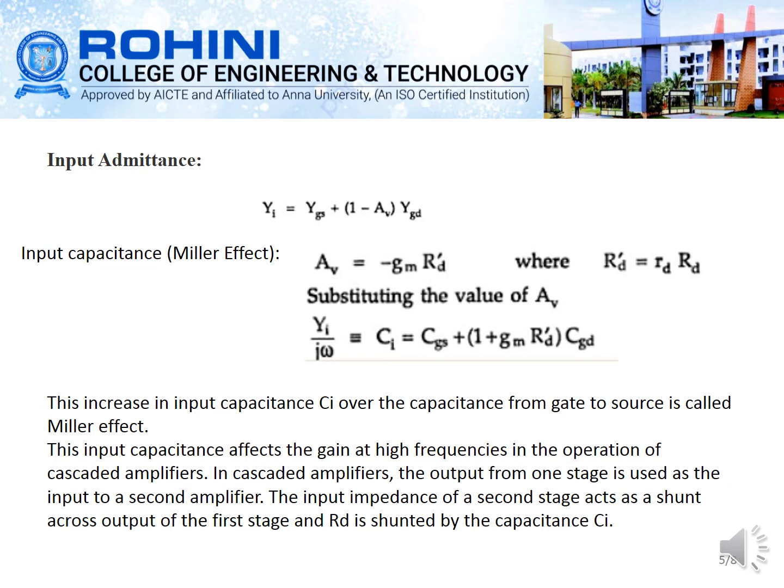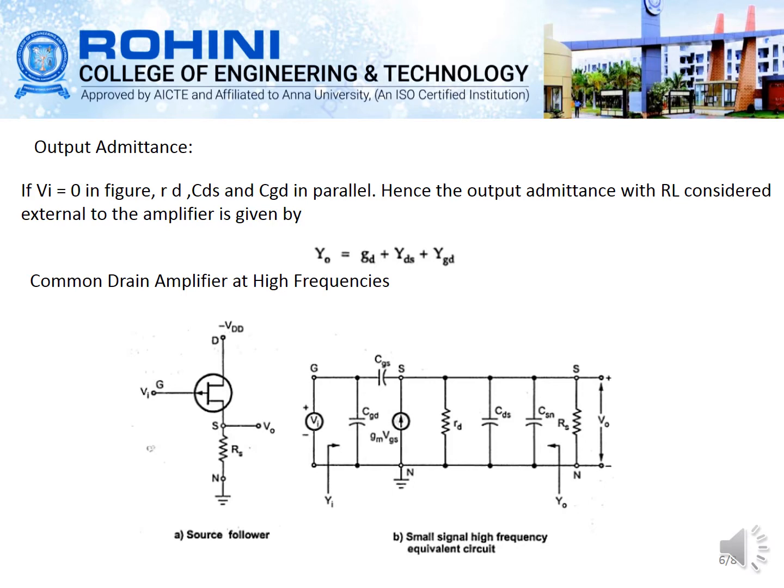This input capacitance affects the gain at high frequency, and we can consider a cascade amplifier, where the output from one stage is used as the input to the second amplifier. The input voltage of the second stage acts as a shunt, also present across the output of the first stage, shunted by the capacitance Ci. To calculate the output admittance, we set the input voltage Vi equal to 0, which gives RD, CDS and CGD in parallel. This output admittance, with RL considered external to the amplifier, is given as Y0 is equal to GD plus YDS plus YGD. Next is the common drain amplifier at high frequencies, whose circuit is given here.